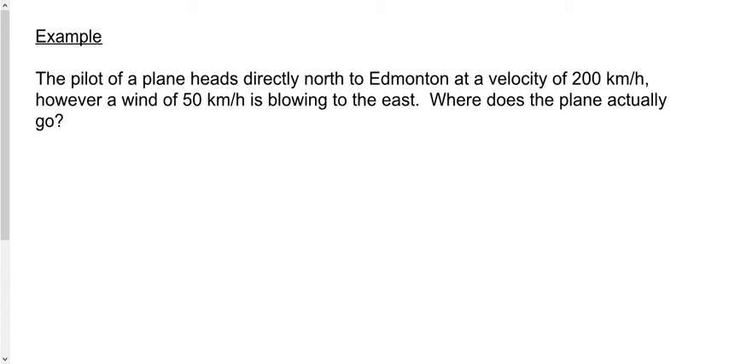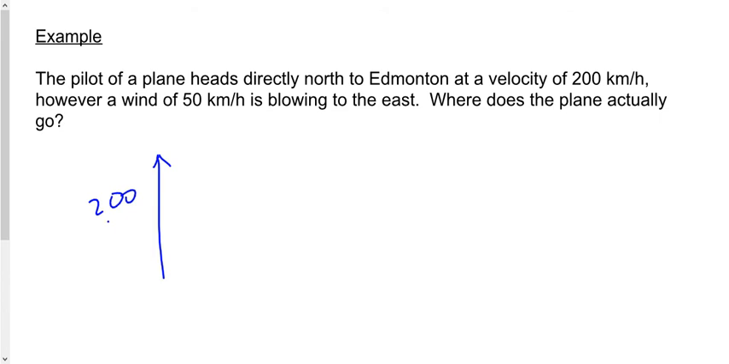It says the pilot of a plane heads directly north to Edmonton at a velocity of 200 kilometers per hour. He or she heads directly north. Does that mean he or she actually goes north? Not necessarily. In the absence of a wind, maybe he or she does actually go directly north. But we don't know that for sure. But what we do know is that contributes to where the pilot goes. If the pilot is aiming north, then clearly that's going to play a factor in where the plane actually ends up going. So we're going to draw that as a solid line vector.